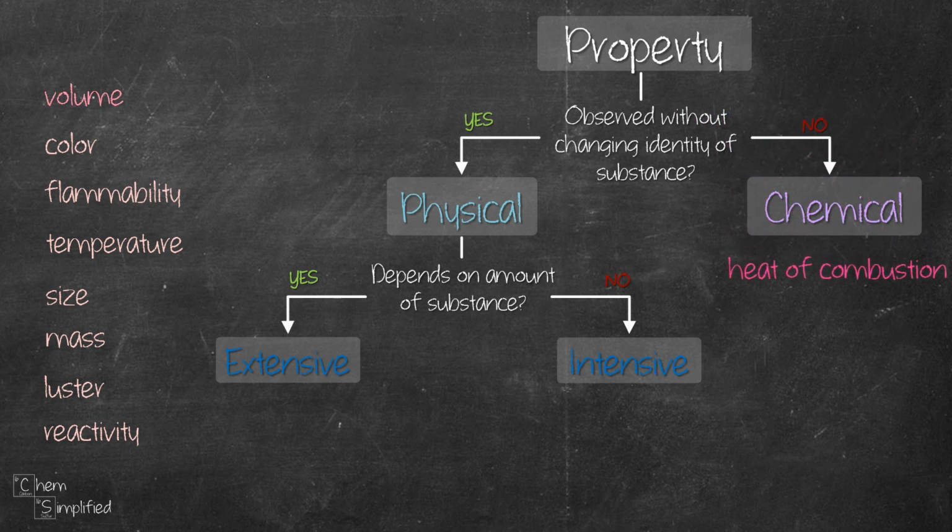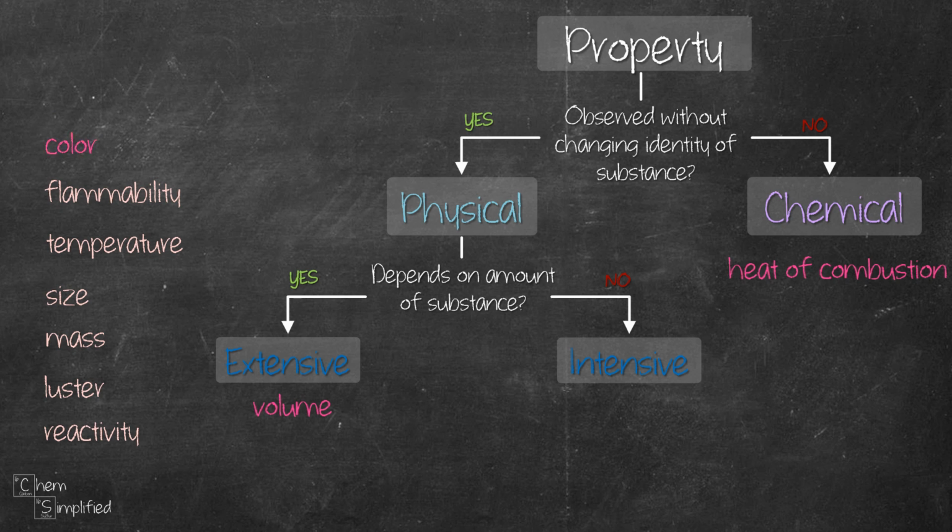Next is volume. We can observe it without changing its chemical identity, so that makes it a physical property. If we have a lot of that substance, we say it has high volume, and if we have very little of it, then we say the volume is low. That means volume is dependent on the amount of substance, making it an extensive property.